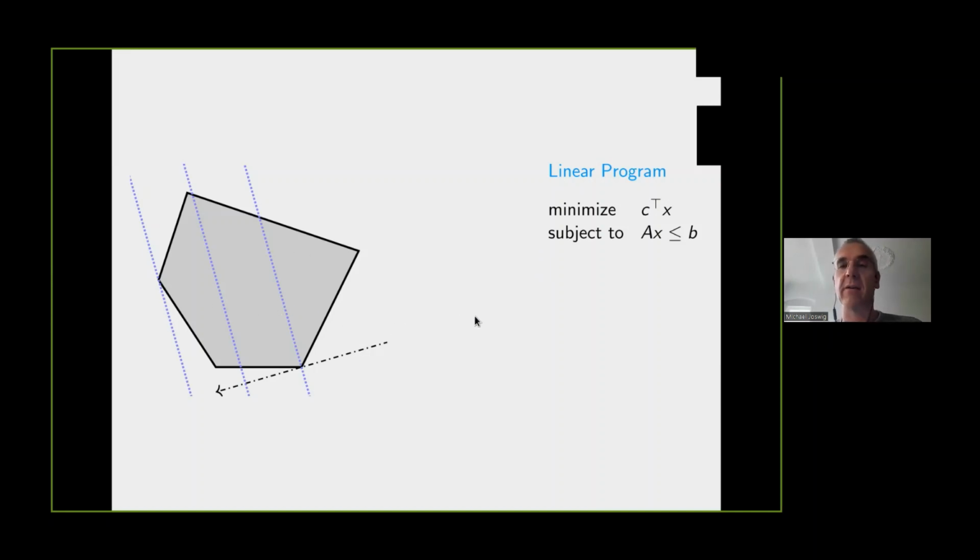It's a pentagon, and the points of equal value with respect to the objective function are parallel hyperplanes. Each hyperplane is in purple here, and there's an optimal hyperplane which just touches this polytope, and so the optimal solution in this example is unique. It is just this one vertex of this pentagon.